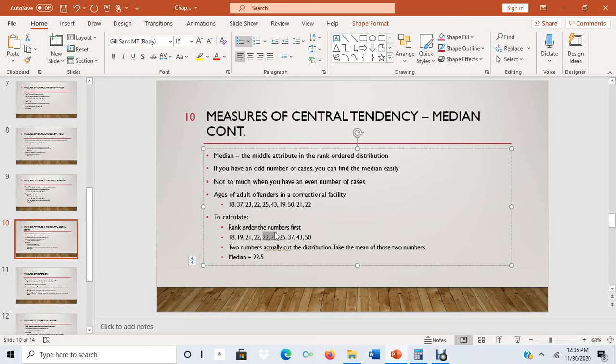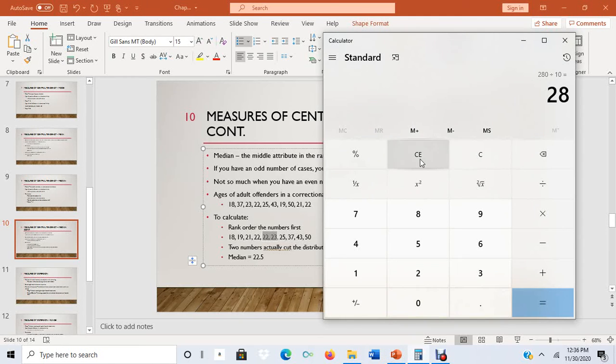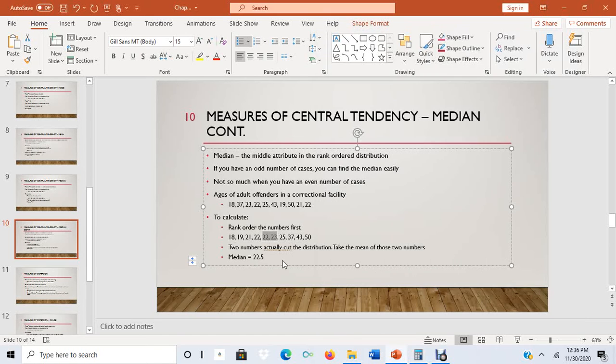So we take the two numbers, and then we find the mean, or the average, of those two numbers. We have a 22 and 23. To find the mean, remember, we add the two observations together and then divide by the total. In this case, we're only interested in 2, so we divide that in half, and the median is 22.5.